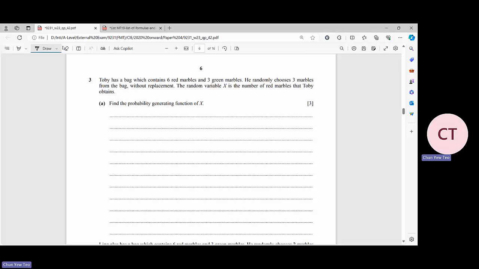Okay, now we take a look at number 3. Toby has a bag which contains 6 red marbles and 3 green marbles. He randomly chooses 3 marbles from the bag without replacement. The random variable X is the number of red marbles that Toby obtains. Find the probability generating function of X. Over here, we'll build the probability distribution table in order to find the PGF.